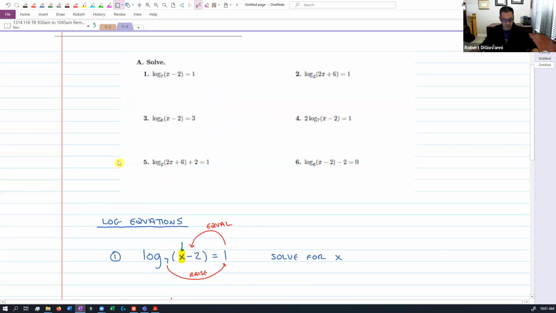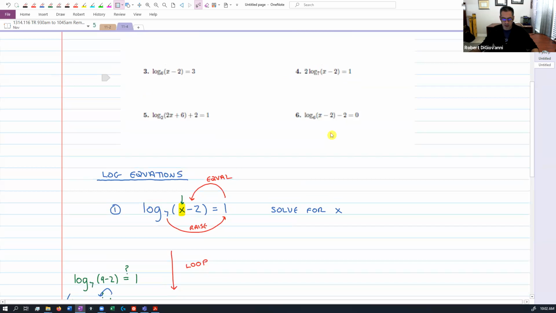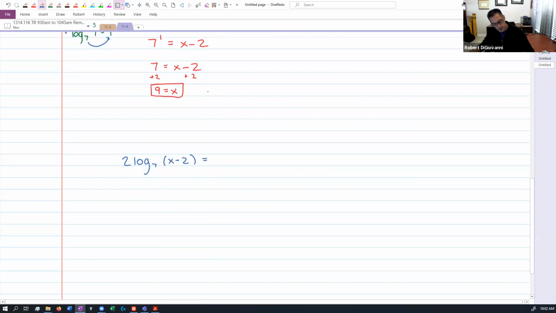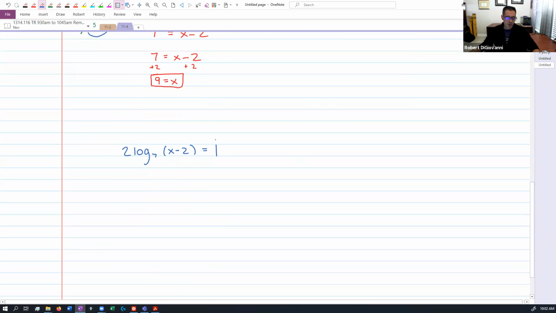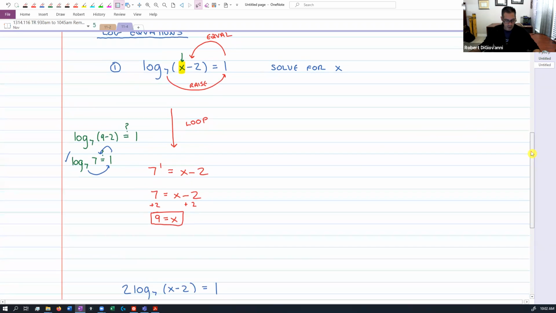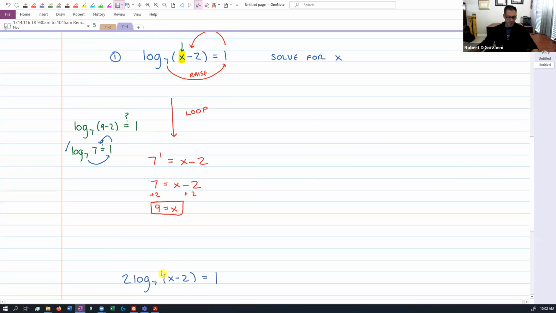Let's look at the next one. Let's do this one. 2 log base 7 of x minus 2 equals 1. Okay, this problem is very similar to the last one. I mean, those are almost the same problems. There's one slight difference. What's the difference between these two? There's a 2 in front of it. Yeah, we've got a 2 in front. So let's see, how are we going to handle that?